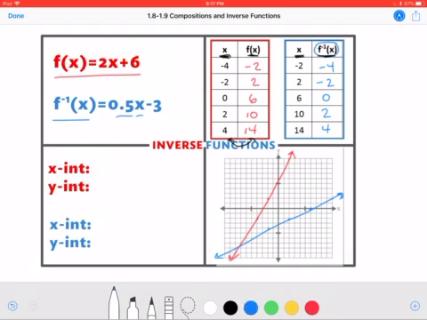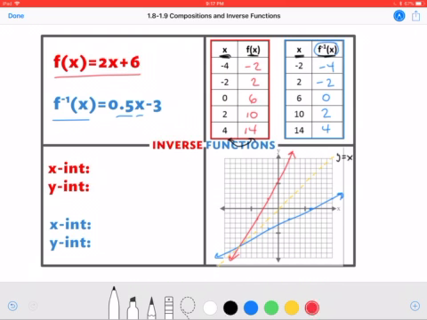Okay, I actually know the answer. The answer is, well, what kind of points would be the same even if we switch the x and the y? Points like 1, 1, and 2, 2, and 3, 3, and 4, 4. It turns out that the line y equals x is the sort of reflection line. It's the reflection line of any two inverses. Crazy, right?